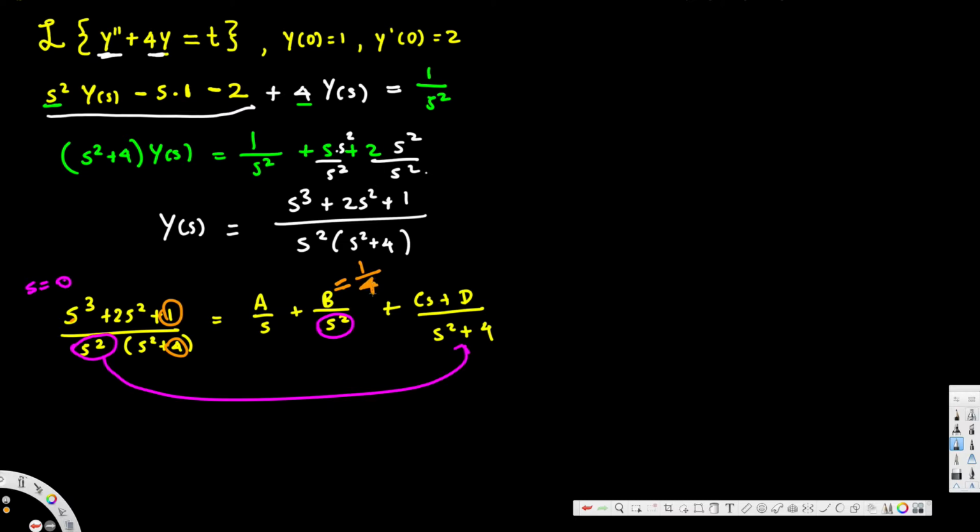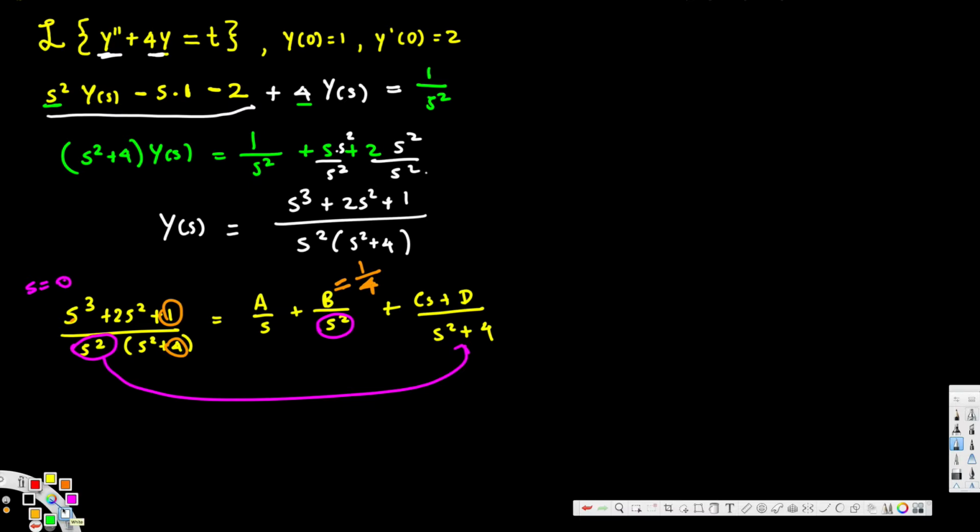You can also do it in a long method, like compare coefficients and so on, but this is a better way to do it. Since we have the denominator and here we have the same thing, we can just get rid of that and make the other s's 0 and solve for b directly. So this is 1 over 4.